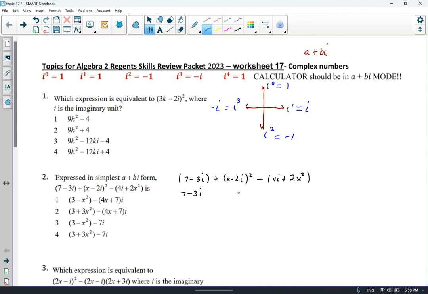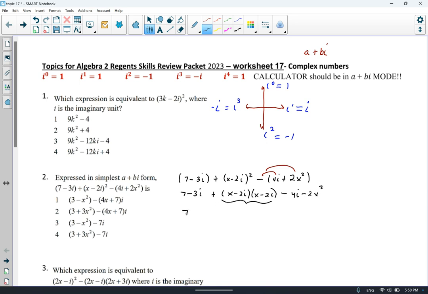So for that first quantity, I'm just going to rewrite it. But the second quantity, we're taking that item and we're squaring it. So I'm going to just write the expression twice. And that last one, notice I'm not squaring it. So I can distribute that negative right away, which I'm going to do, minus 4i minus 2x squared.